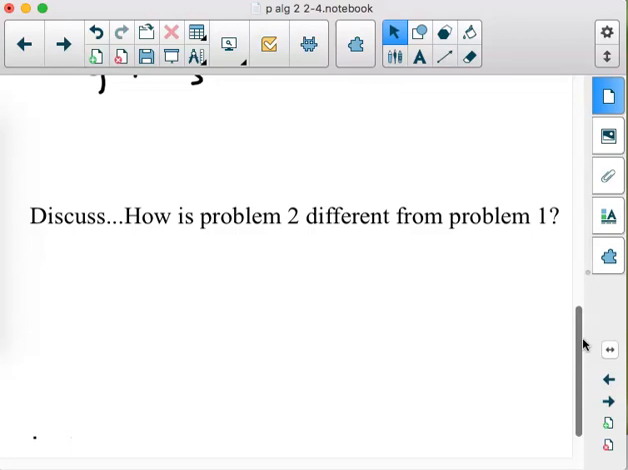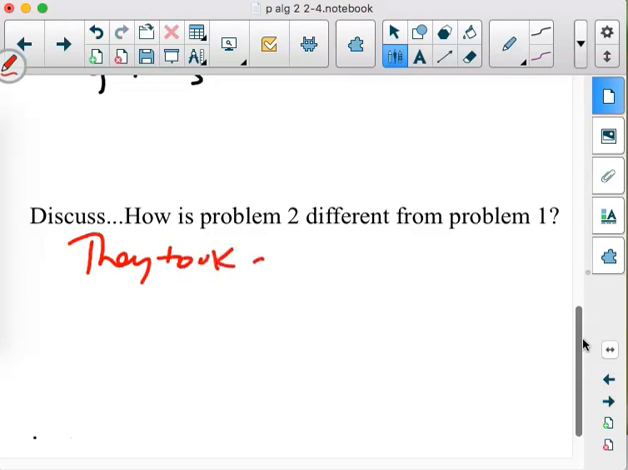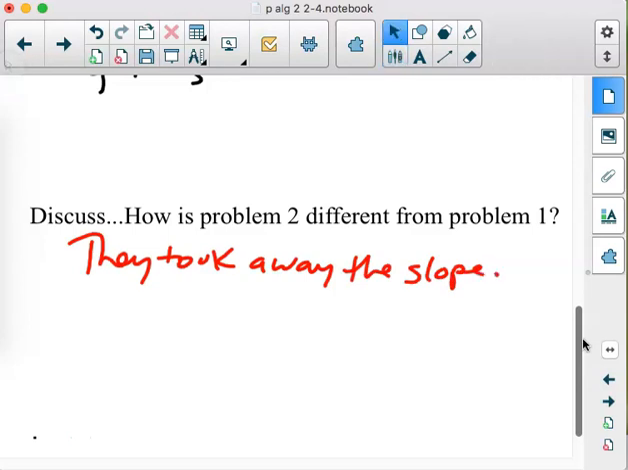Now, this one said, how is problem 2 different from problem 1? What did they take away? Was there like section, it was 2-1, I believe. Yeah, 2-1. All about slope. We should know totally about slope by now so we can find slope. They took away the slope. And like I said, that makes it much more realistic. You know, in real life, you have data points that you're looking at, and you have to calculate the slope. So it is much more realistic.